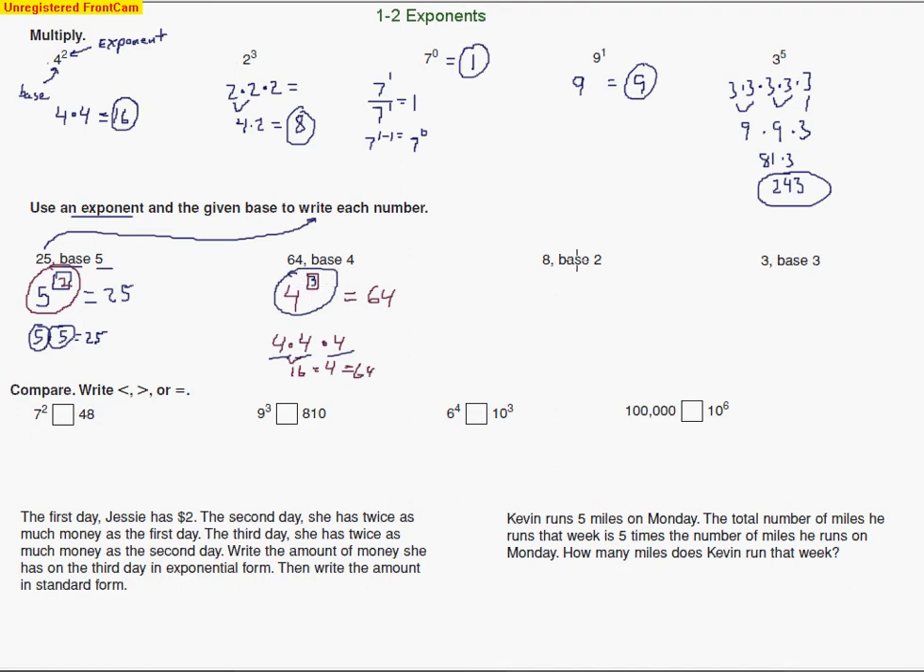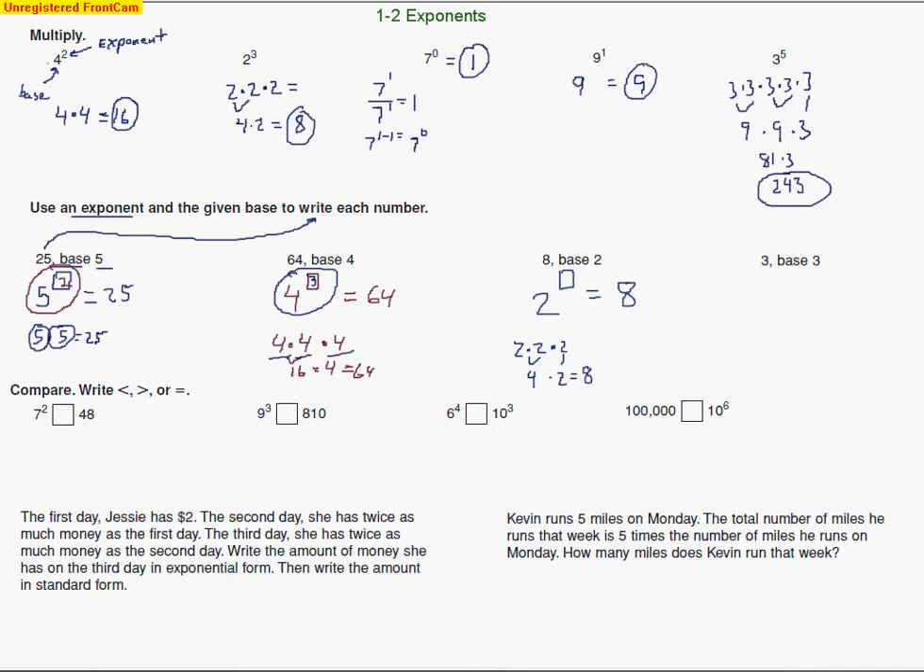Over here, we have a base of 2. So we'll start with the 2. And then we're looking for the exponent that equals 8. So we just start multiplying some 2's. Let's do 2 2's. We know that makes 4, so we need another 2. Bring that down, and when we multiply it by the 4, we get 8.